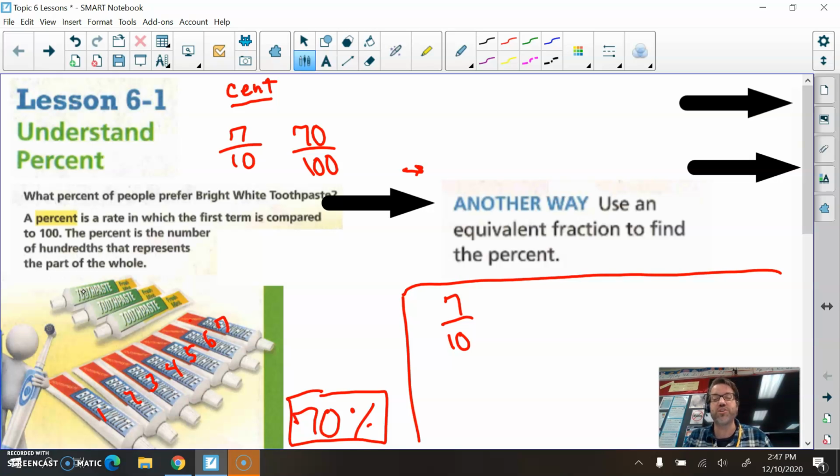Well, it's actually the fractional portion of people who prefer bright white. What I can do is figure out, all right, what would that equal out of 100 then? Because if you can rewrite it out of 100, then that'll be your percent, since that's what percent means. I'm going to put a P here for that missing value, because once I know that missing value, it's the percent, and percent starts with P. So anyway, to get from 10 to 100, we could just multiply by 10. And in order for these to be equivalent, I also need to multiply the numerator by that same value, 10. And 7 times 10 is 70.